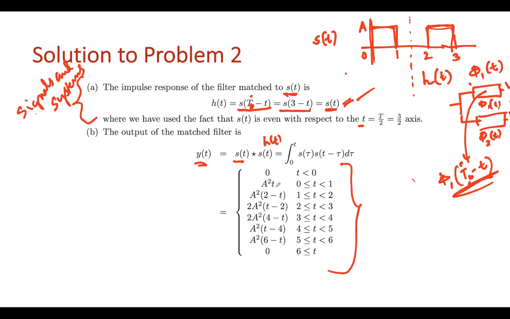Now you can see this is a bit complicated. This is a piecewise linear function defined over different intervals, okay. So how do you actually get this from this?